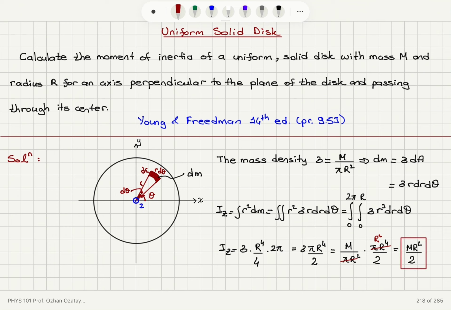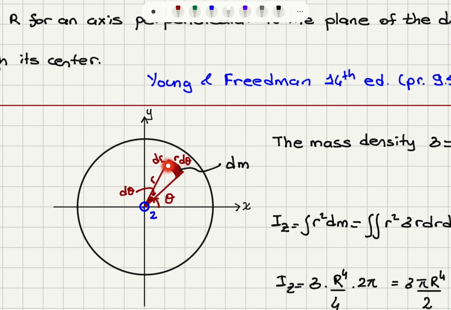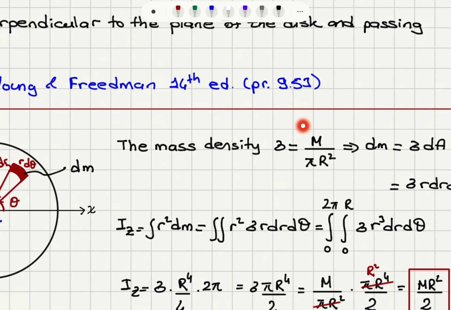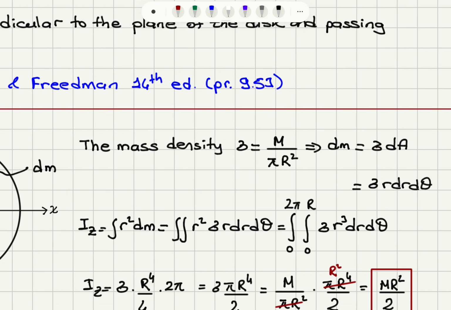Alright, so we are trying to calculate the moment of inertia with respect to the center of mass of a uniform solid disk, mass capital M, radius capital R. We identify a mass element dm at an angular location theta and radial position r with respect to the center of mass. Its mass will be its area multiplied by the mass density, where the mass density for a uniform mass distribution is capital M divided by pi R squared. So it will be sigma dA.